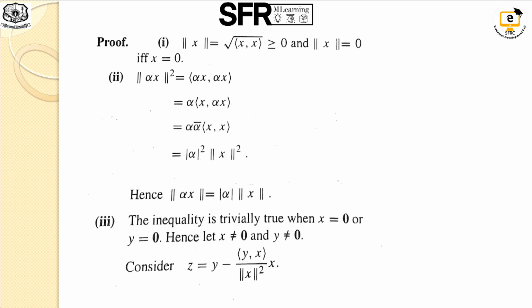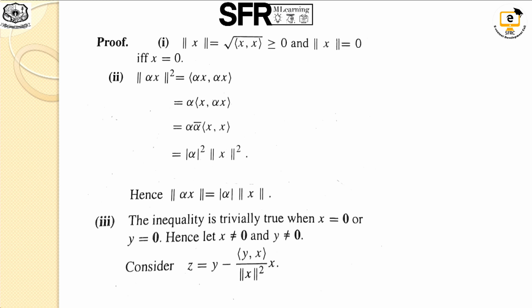Okay, let us see the proof here. First one, by definition norm is the square root of the inner product of x comma x. The inner product we have already studied is always positive, and the square root of a positive number is again positive. So from this we conclude norm x is always greater than or equal to 0. And if the norm of any vector is 0, then the square root of that particular number must be 0. Square root of a number is 0 means that number must be 0. So definitely norm x equal to 0 implies x equal to 0.